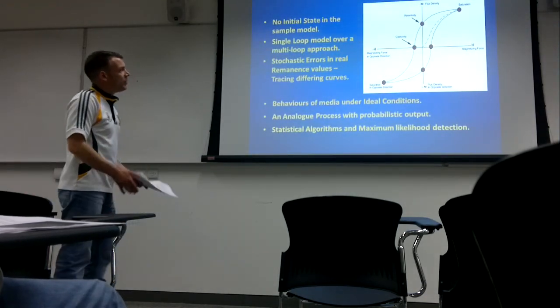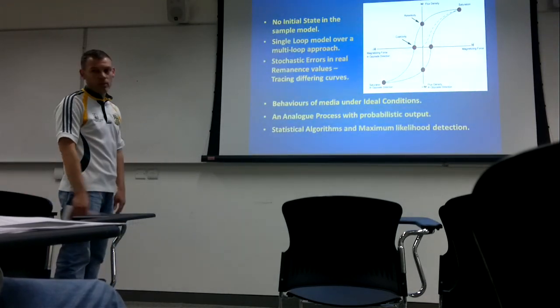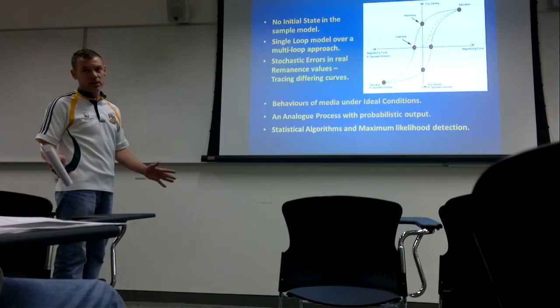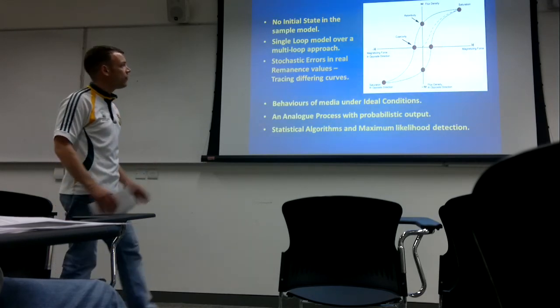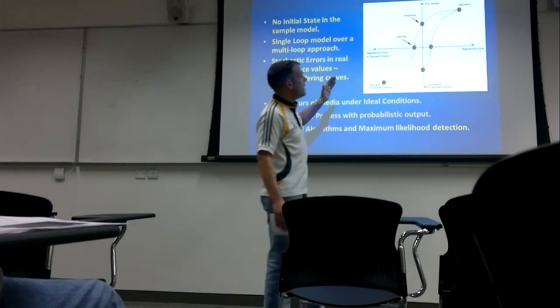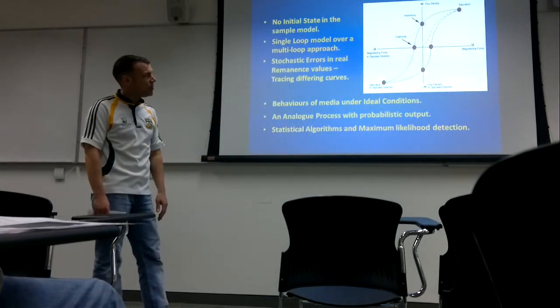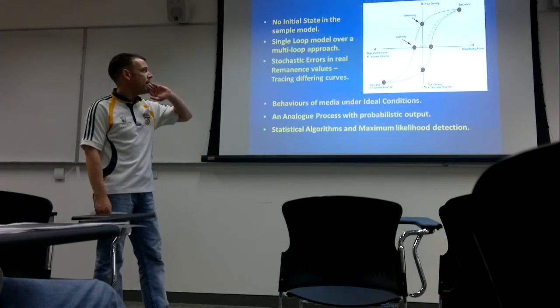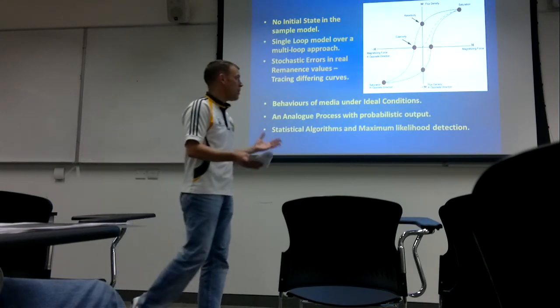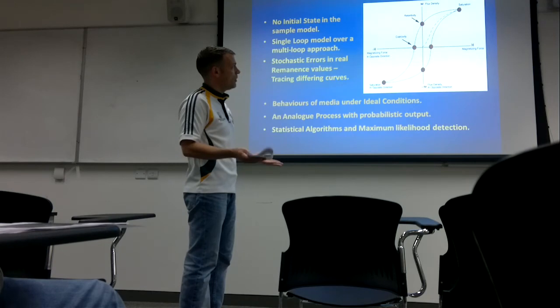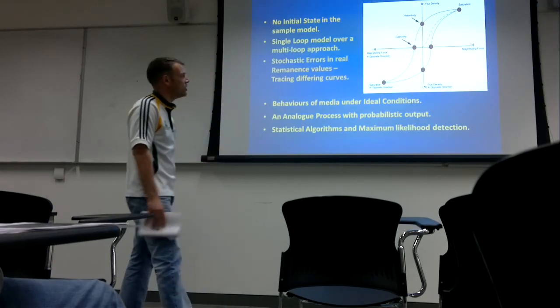Finally, up until now, I've had a single loop model. There are limitations to this single loop model. The first one, which I mentioned earlier, is that from a demagnetized state, or a first write, this dashed line represents what should happen. My model has a problem with that. It doesn't reflect the first write situation.